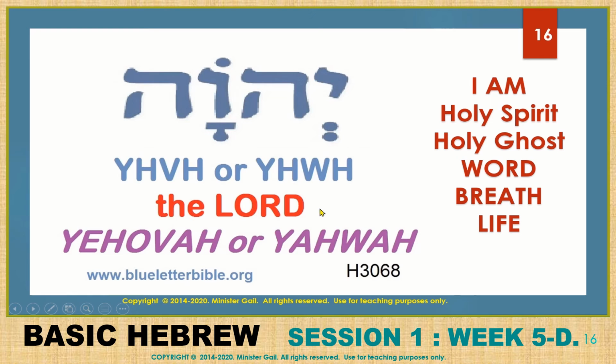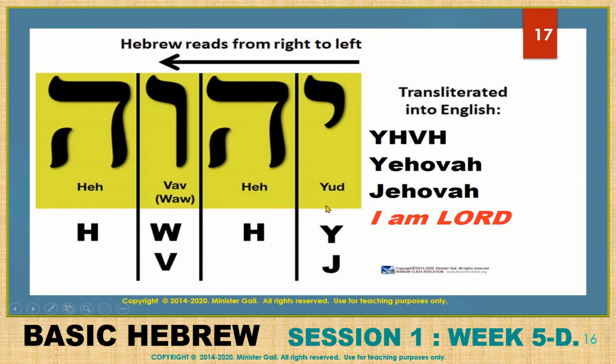It can be Yahweh. That's also correct because the V changes to a W. Either pronunciation is correct. The translation for both is the Lord. Remember, they read right to left. Yud, He, Va, and it can be V or W, and He. Y, H, W, H, J, or V. This can be a J or a Y. There is no J in the Hebrew alphabet. Roman Catholics turned that Y into a J in 325 AD.